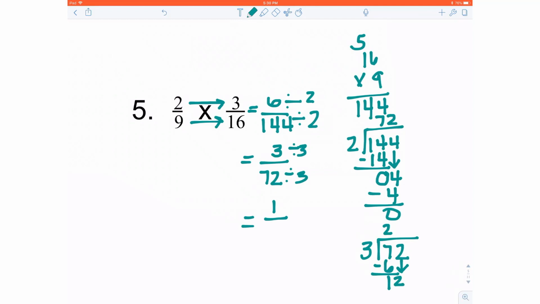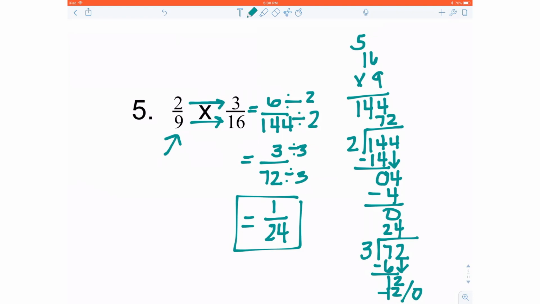Bring down the 2. 3 goes into 12 4 times. 12 minus 12 is 0. So that means that this is, oops, sorry about that. This is 24. This is the answer to this.